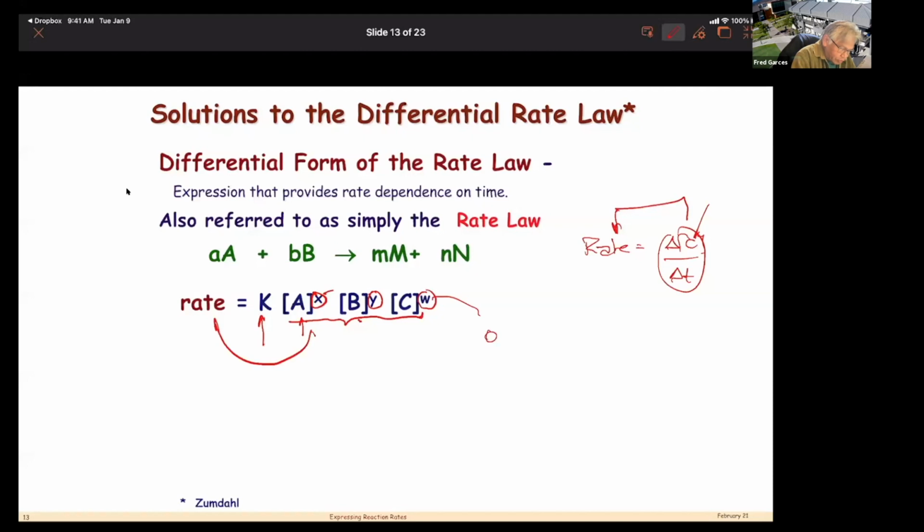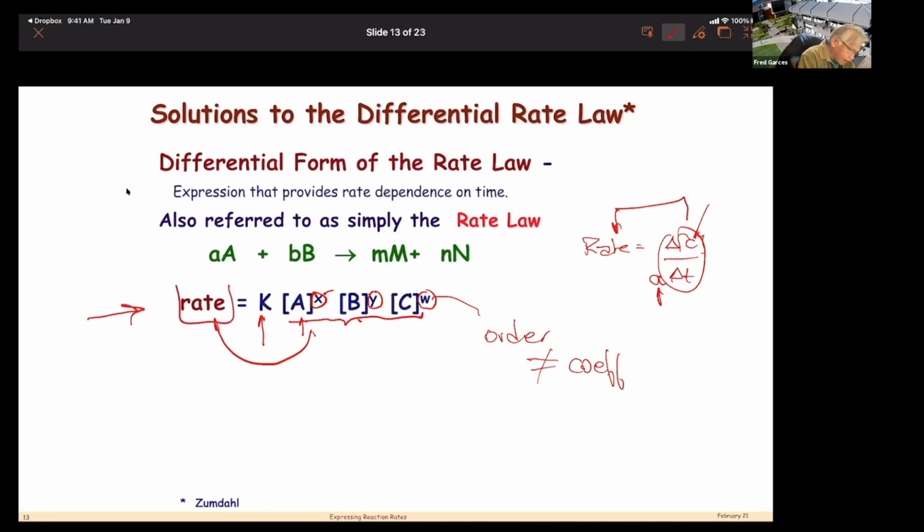These are called orders, and the orders are not related to the coefficients. These values right here, A, is related to a coefficient, but these X, Y, and W are not related to the coefficient. You have to determine it experimentally, okay? It's an experimentally determined value. So this is the ultimate goal that we want.